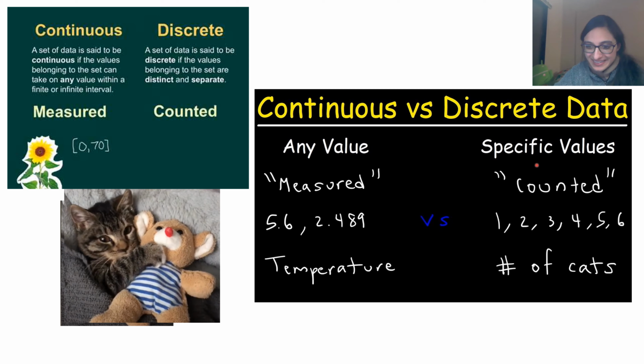So that's what discrete is. You can count it. And that's what continuous is: it's not exactly countable. You can go down to the decimal places, but for discrete, you can count it because you can have whole cats. You can count the number of cats. You can count the number of people. You can count something.